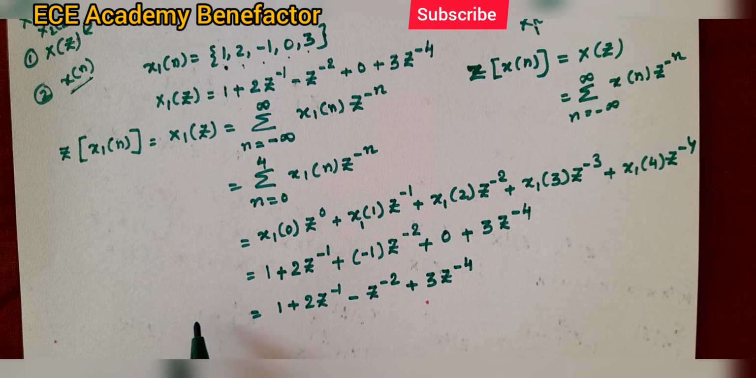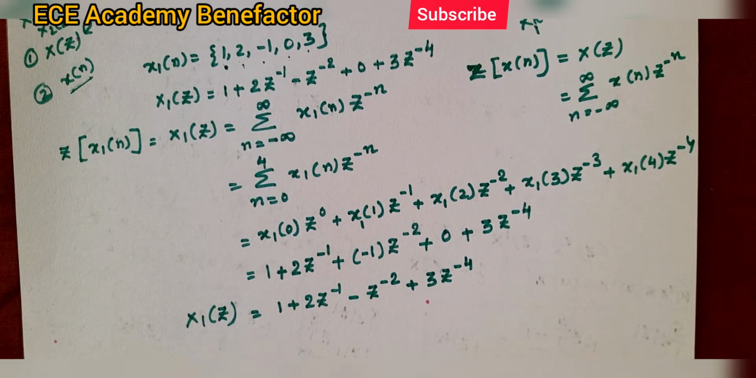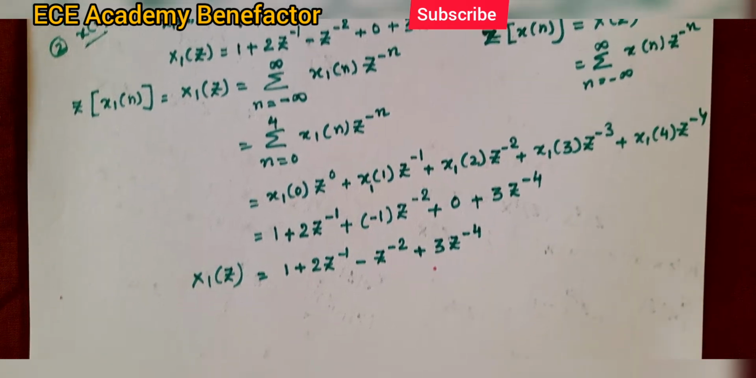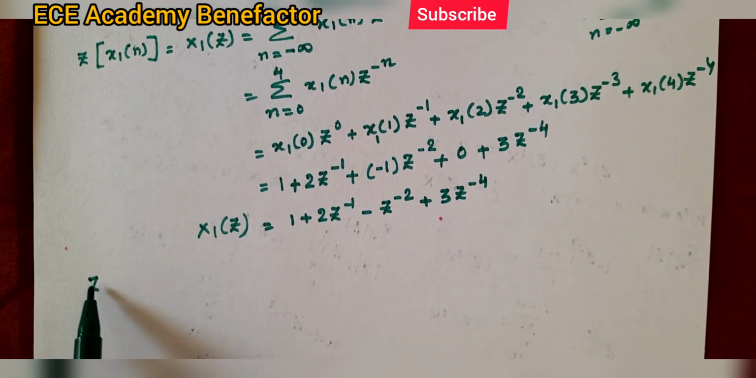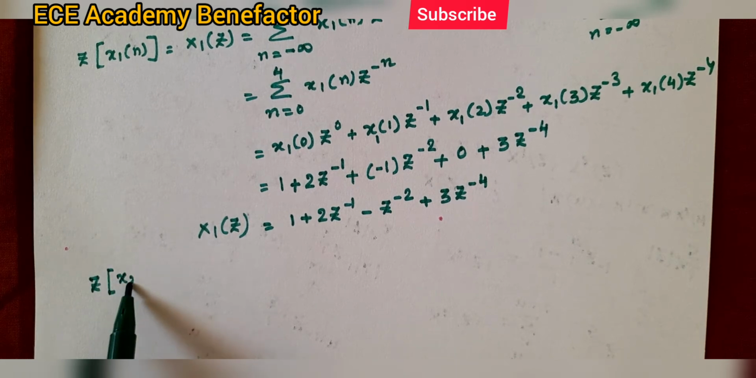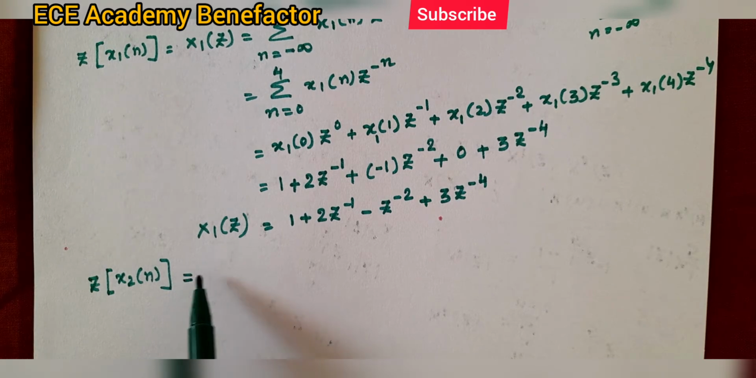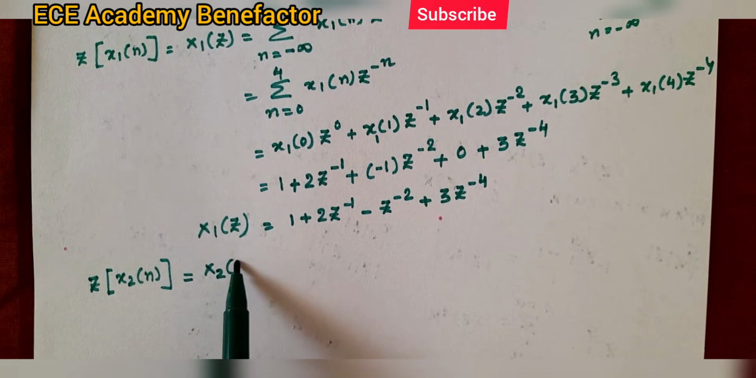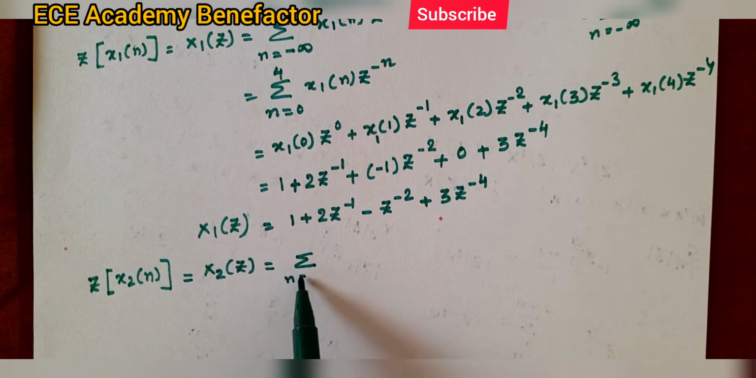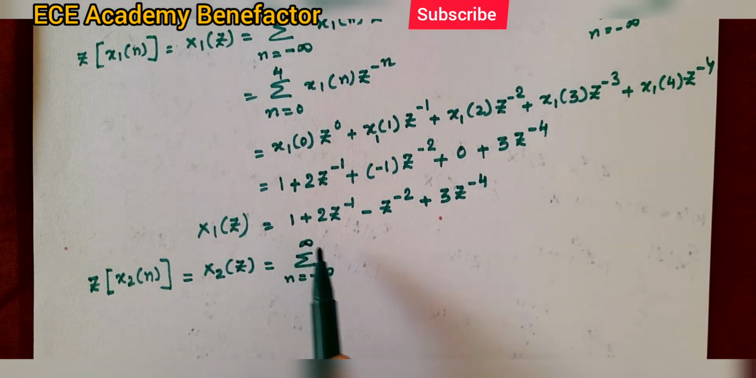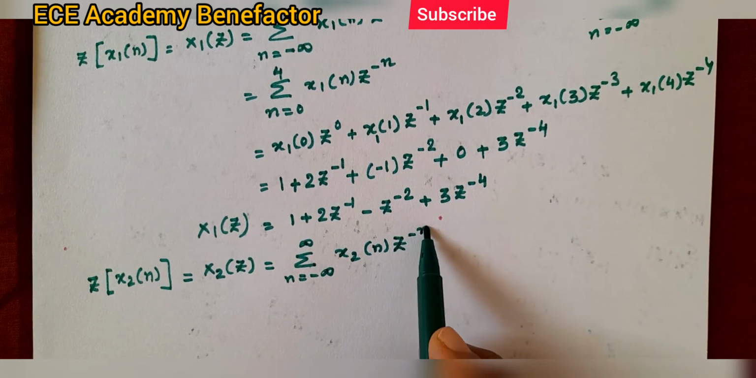Okay. So this is x1 of z. Similarly, we have to find now x2 of z. So we have to do the z transform of x2 of n. The z transform of x2 of n will give capital X2 of z. Its formula is summation n is equal to minus infinity to infinity x2 of n z to the power of minus n.